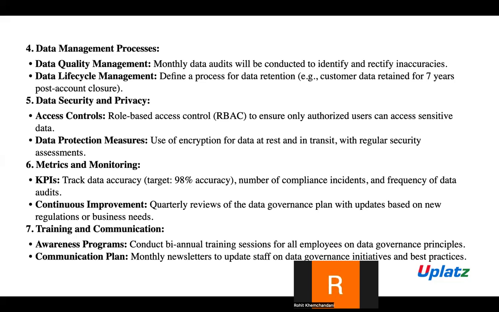Next are key performance indicators, metrics, and monitoring. These are metrics to assess the effectiveness of data governance, that is data accuracy rates, compliance, audit results, etc. Continuous improvement means regular reviews and updates to the data governance plan based on feedback and changing needs. Lastly, training and communication. Awareness programs educate staff about data governance policies and the importance of data management. The communication plan covers strategies for sharing information about data governance across the organization.